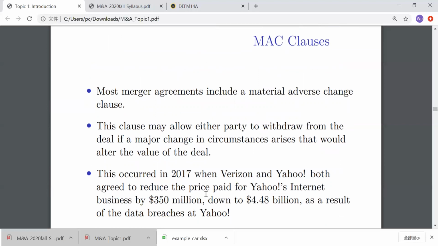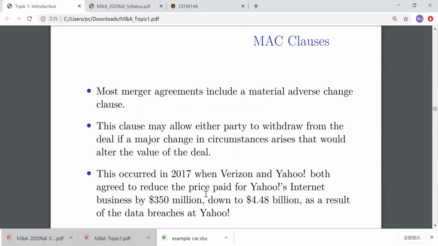So in the merger negotiation, another important clause is called material adverse change clauses, right? These clauses allow either party to withdraw from the deal if a major change in the circumstances arises, right? And these adverse circumstances will actually affect the value of the deal.